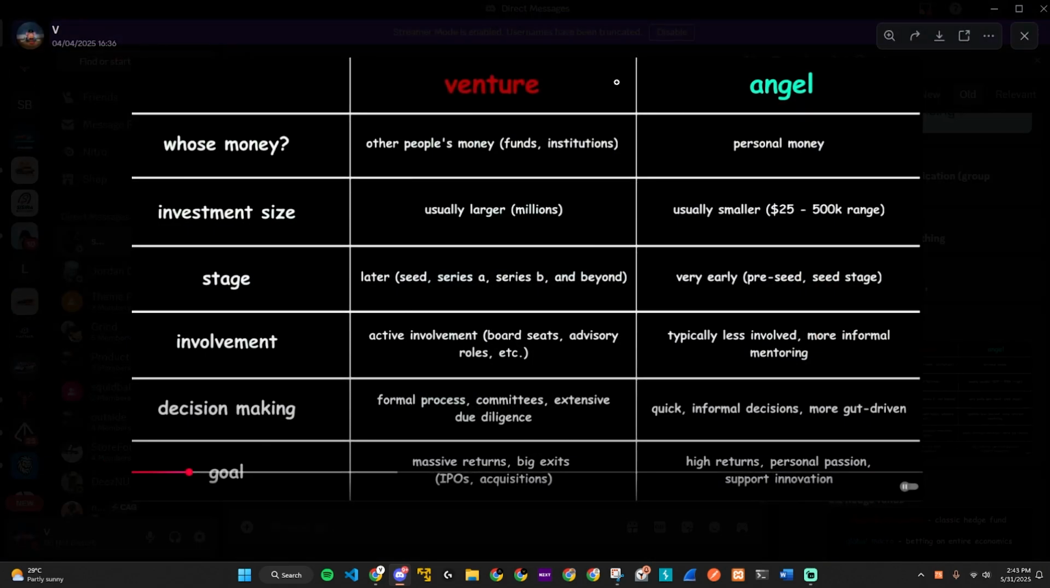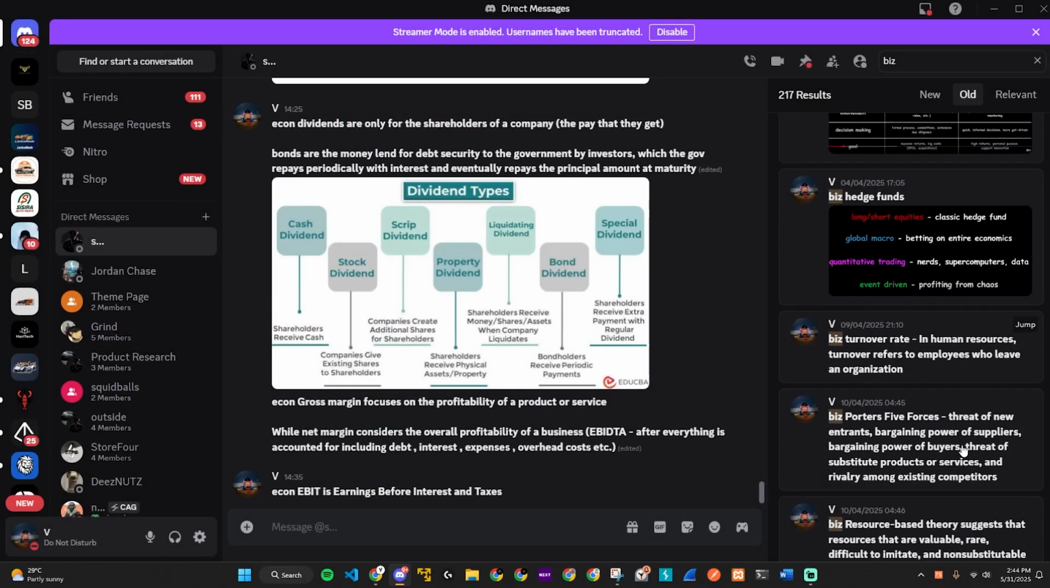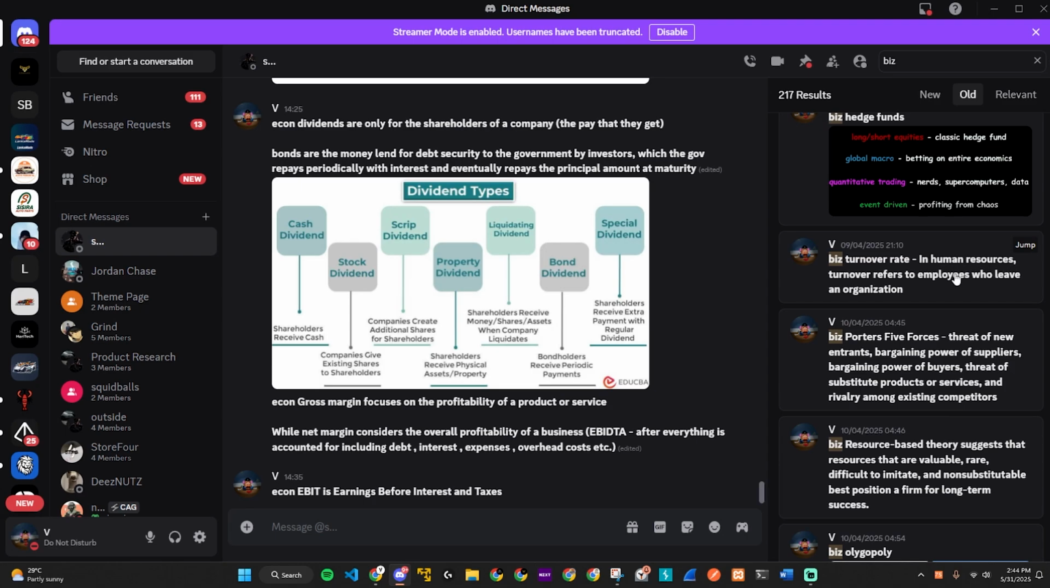This is venture capital, so venture funds versus angel investors, solos, or pooled investments. So long short equities, classic hedge funds, where longing is buying and shorting is selling. Global macro is betting on entire economies. Quantitative trading, nerds, supercomputers, so this is a bunch of data and algorithmic trading. Event driven, profiting from chaos, very risky. That's long short betting. So a turnover rate in human resources, turnover refers to the employees who leave an organization.